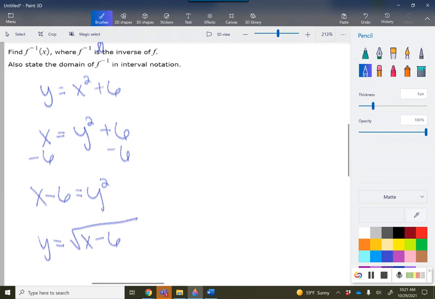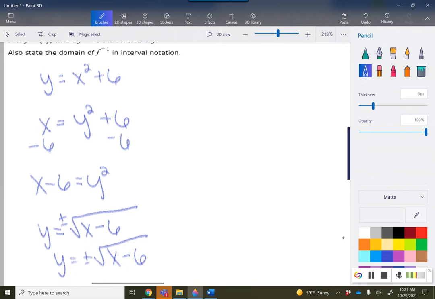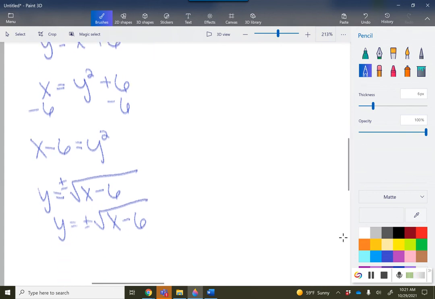Now remember, anytime you take a square root, it has to be plus or minus in front of the one that stays. Okay, so that is your inverse. The last step to finding an inverse is to replace the y with f inverse of x.